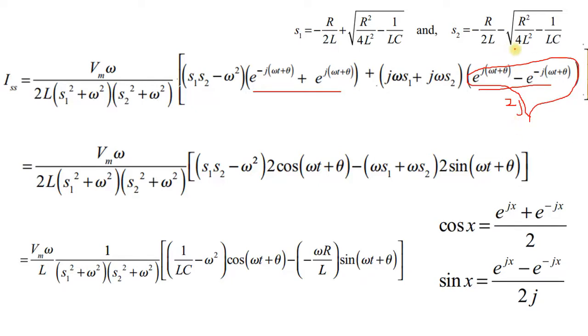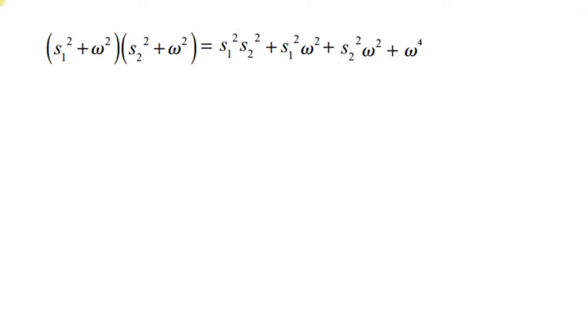If you multiply this s1 and s2, you get the final value of 1 by LC, which is put here. This is basic mathematics, you can do it on your own. And if you add these two, s1 plus s2, take omega outside, this term and this term will cancel each other, so the resultant value is equal to minus R by L. Already omega is present here, so if you multiply these values, the resultant is minus omega R divided by L. This minus and this minus cancel each other, so this is the corresponding equation.